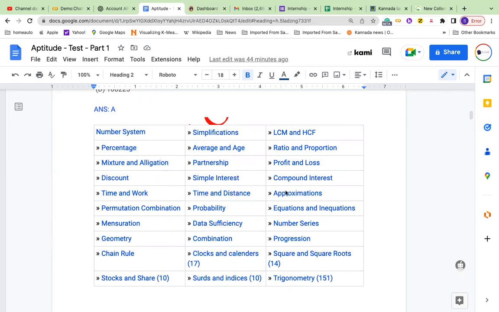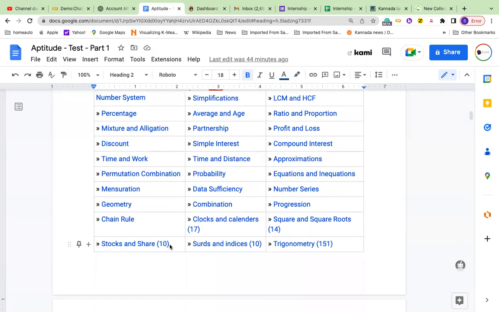partnership, profit and loss, compound interest, simple interest, time and distance, approximation, time and work, permutation and combination, probability. Most of the good companies will be asking questions on permutation, combination and probability.